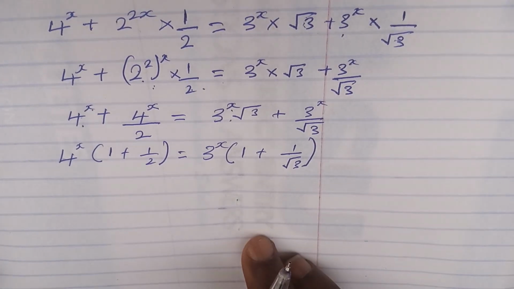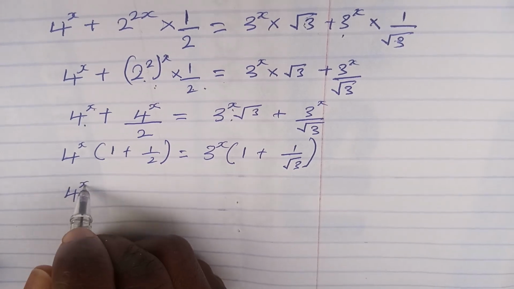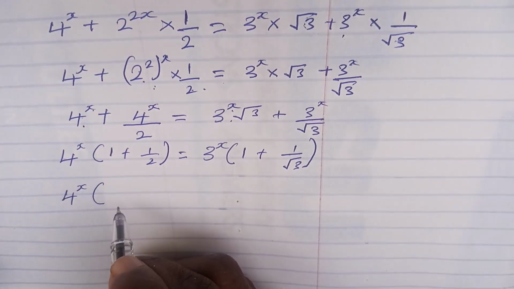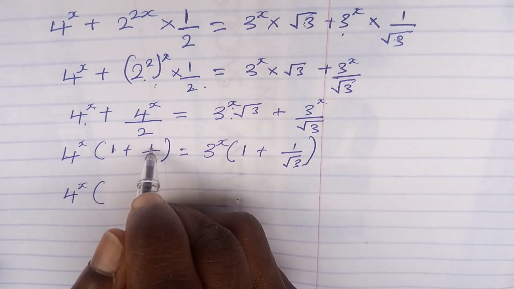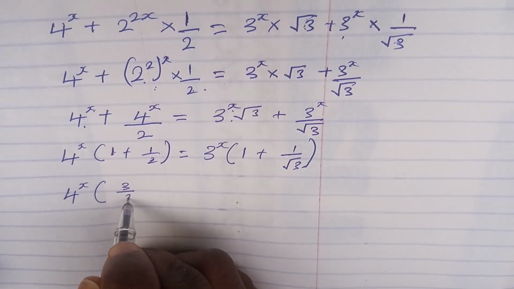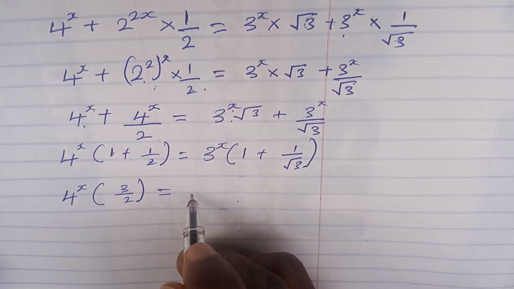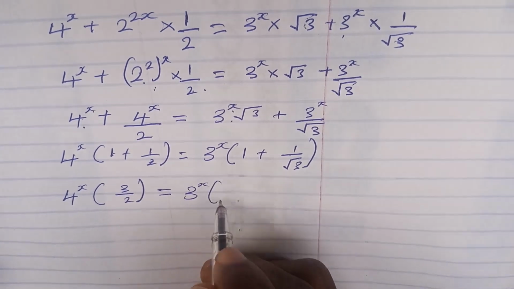Okay, having done this, what are we simply going to do again? We can say 4 to the power of x, open bracket. We can look for the LCM. If we look for the LCM, this times this is going to give us 2. 2 plus 1 is going to give us 3. So we have 3 over 2, close the bracket, is equals to 3 to the power of x, open bracket.